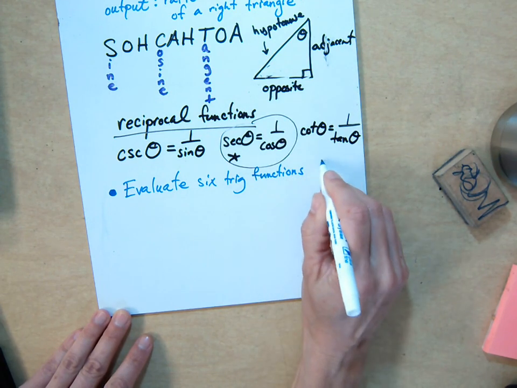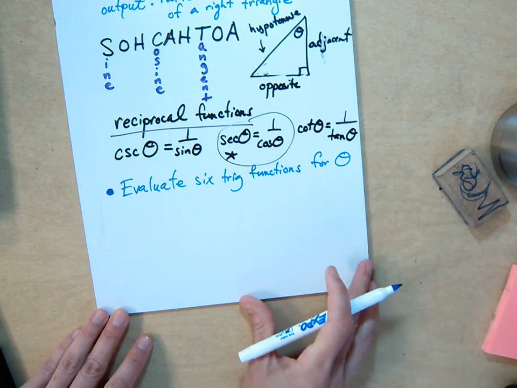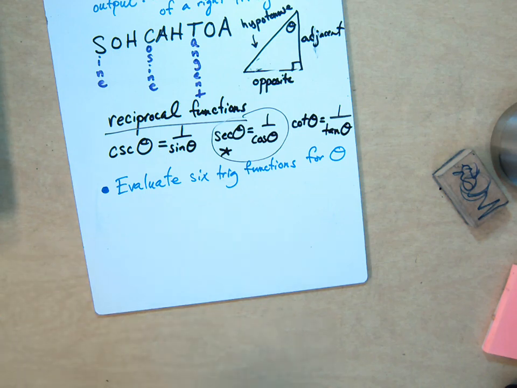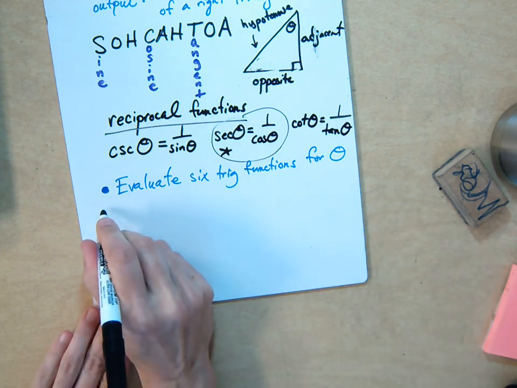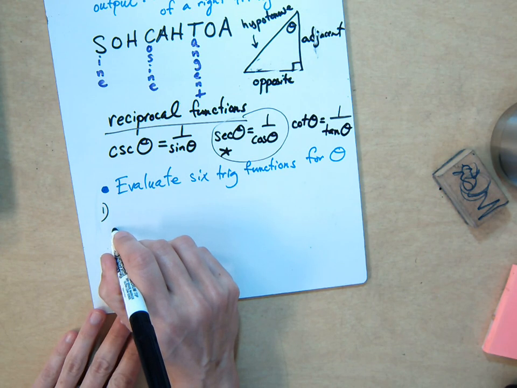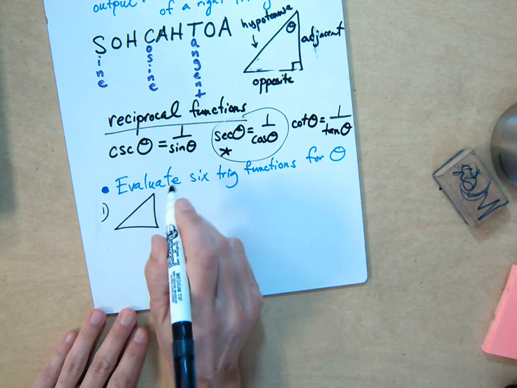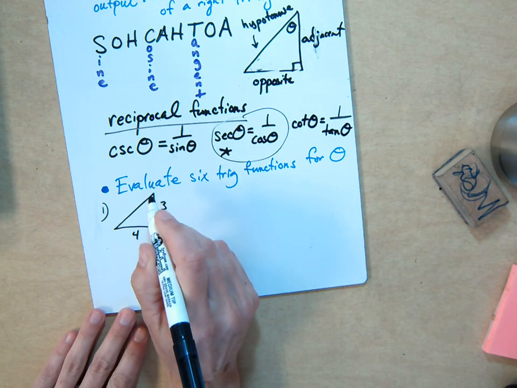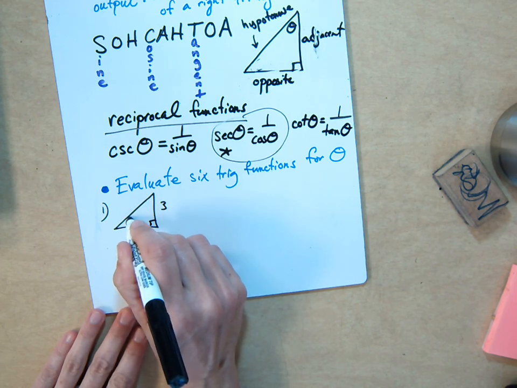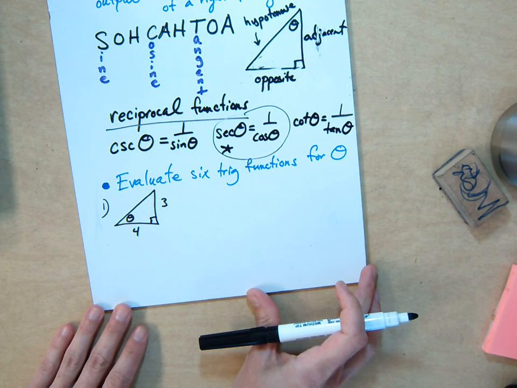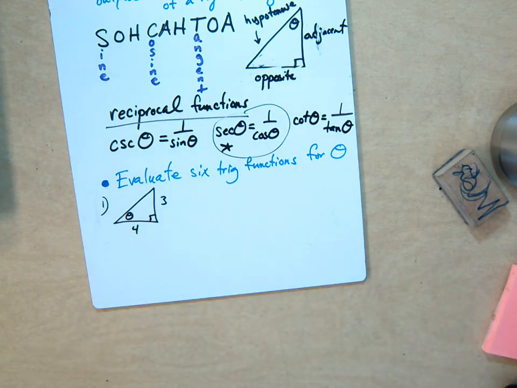Evaluate 6 trig functions for theta. And that's what you'll see in your homework that you're practicing. So let's start with this one. First example. Let's say I give you this right triangle and I tell you these side lengths are 3 and 4. I tell you that the angle we're defining the functions for is that one, theta, and I want to evaluate the 6 trig functions for that right triangle.